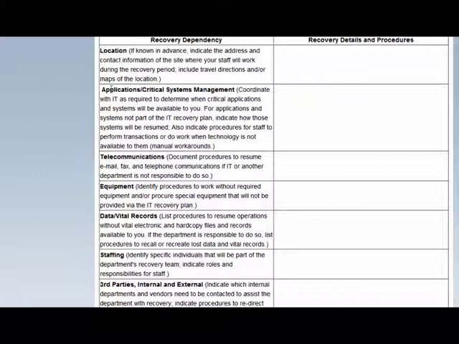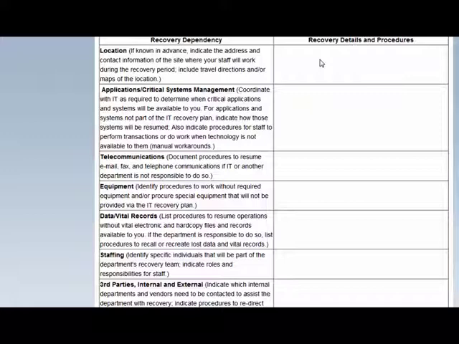Location, Applications and Critical Systems Management, Telecommunications, Equipment, Data and Vital Records, Staffing, and third parties and internal and external considerations. In this area, you need to record specific detail about your recovery process. For example, in the Location section, you would need to indicate where staff will go to resume recovery activities. Specify the address here. Link to maps that can be stored in the Information List section of the plan.